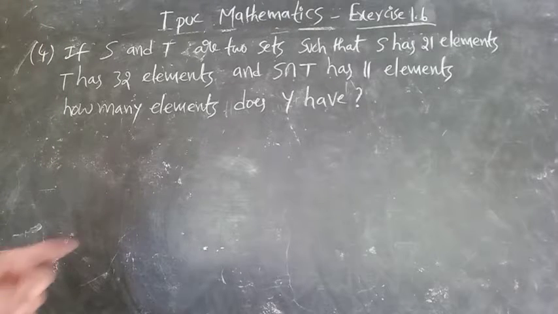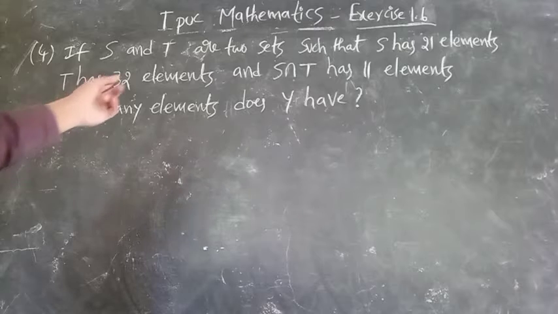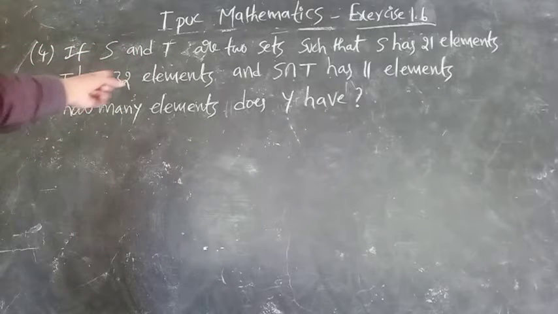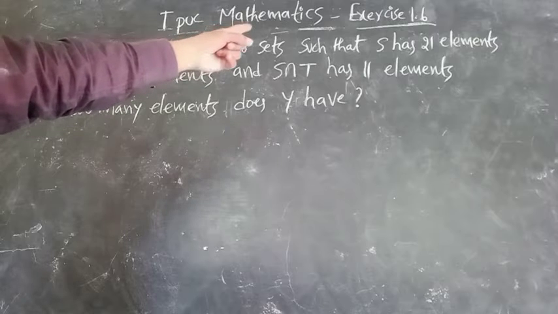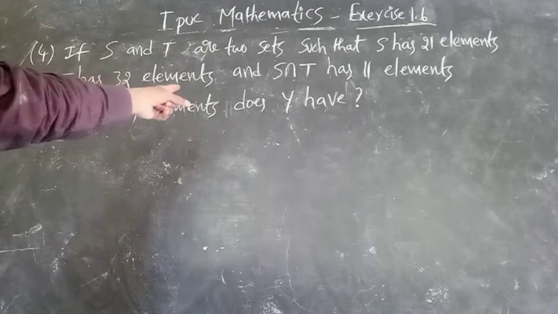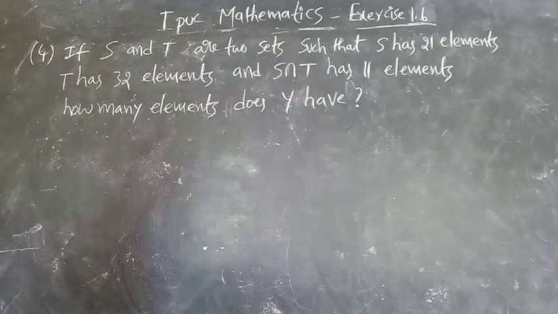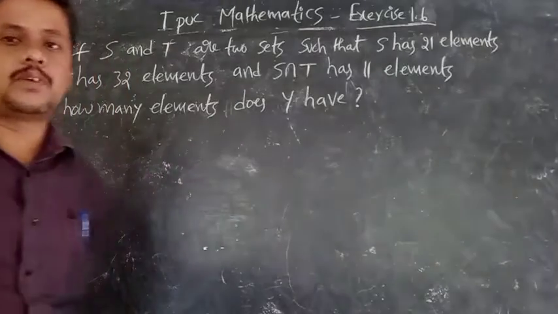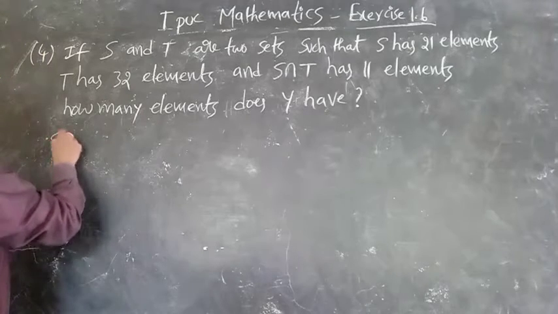Next, question number 4. S and T are two sets such that S has 21 elements, T has 32 elements, and S intersection T has 11 elements. How many elements does S union T have? Okay, so this is the question given. So how to solve this one? Solution.